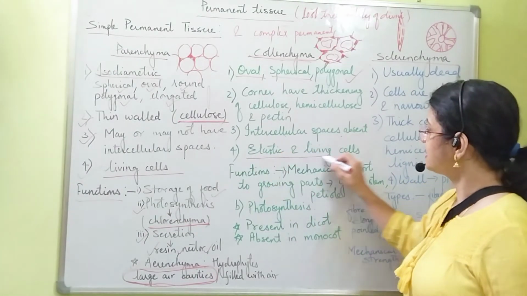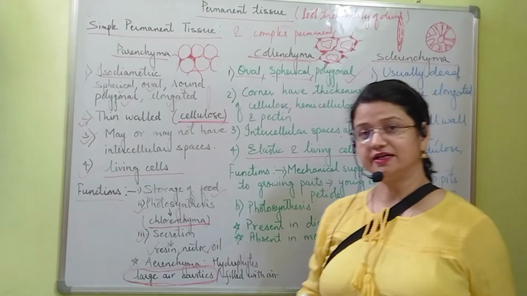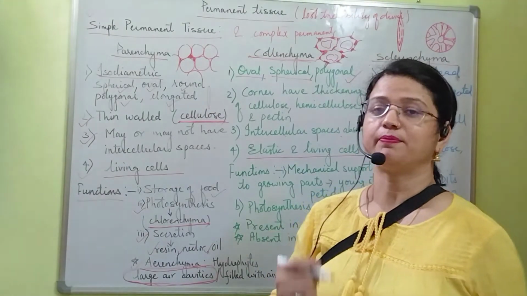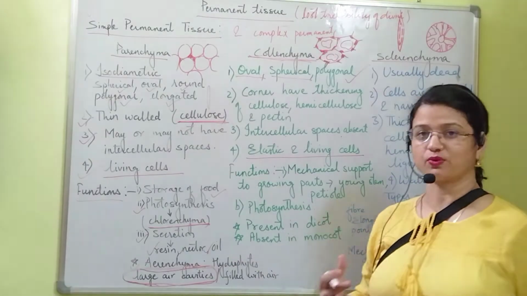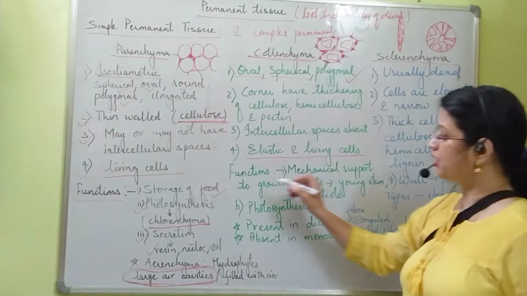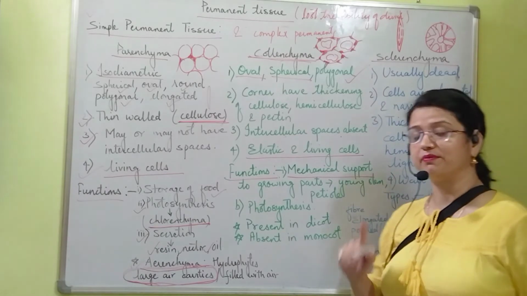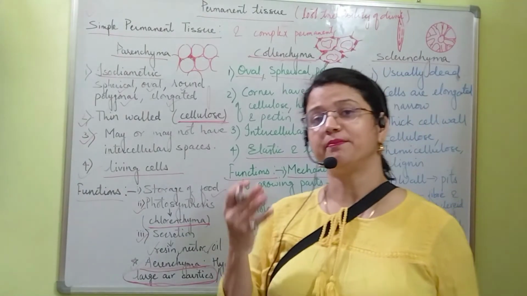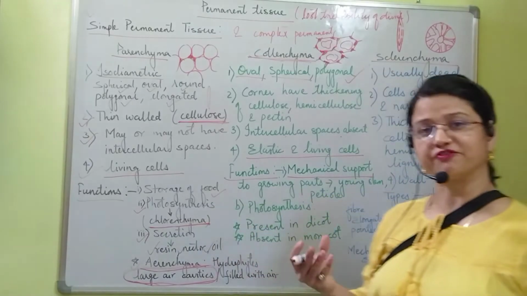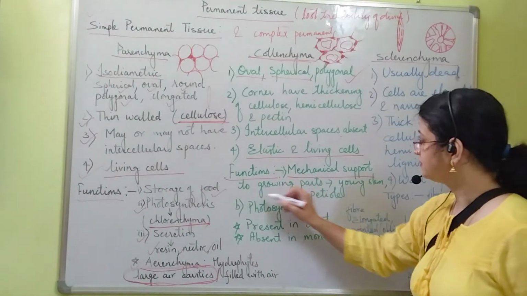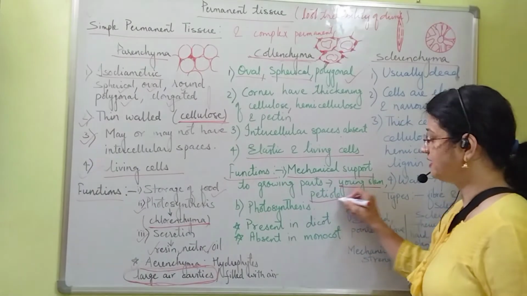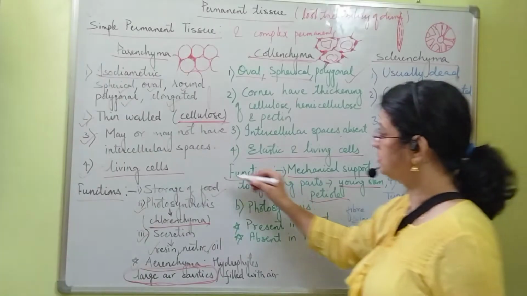They are elastic and they are living cells. Clear? They are living cells because they possess the protoplasm, so that's why they are living cells. Now we will see their functions. They provide mechanical support. Their main function is to provide mechanical support to the different parts of the plant, like the young stem and the petiole. We know what is petiole.